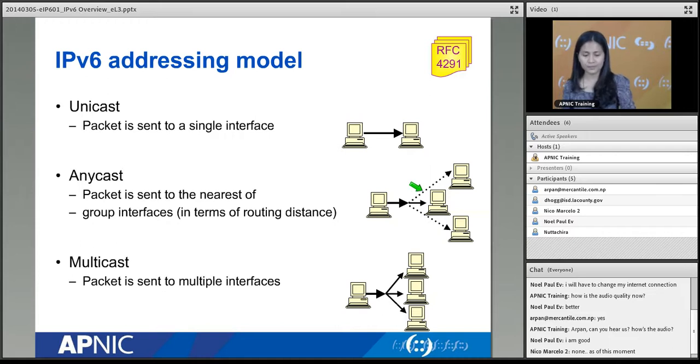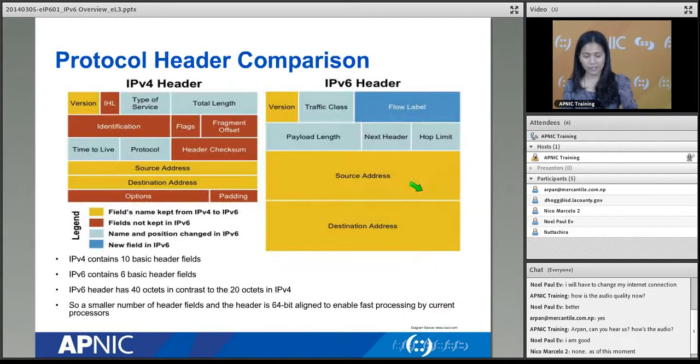Alright, so those are the 3 addressing models, and as I've said, there is no broadcast because in IPv6, broadcast is not a feature. Alright, so next one, we'll look at the different protocol headers, header fields basically. And by doing this, we will see some differences between IPv4 and IPv6.